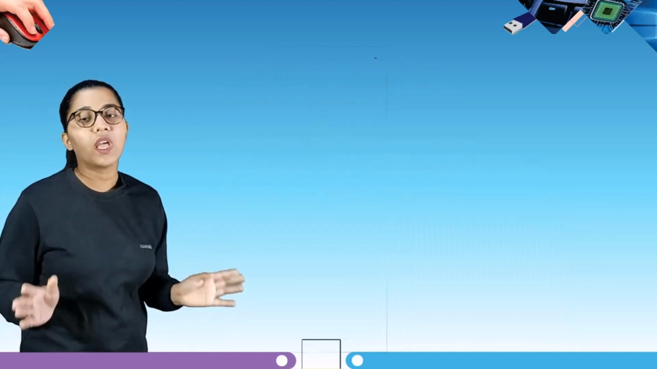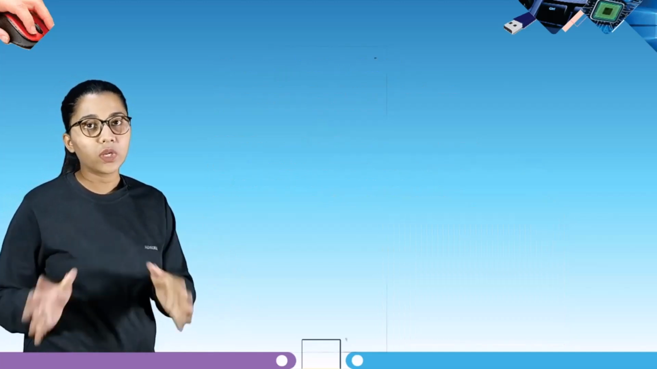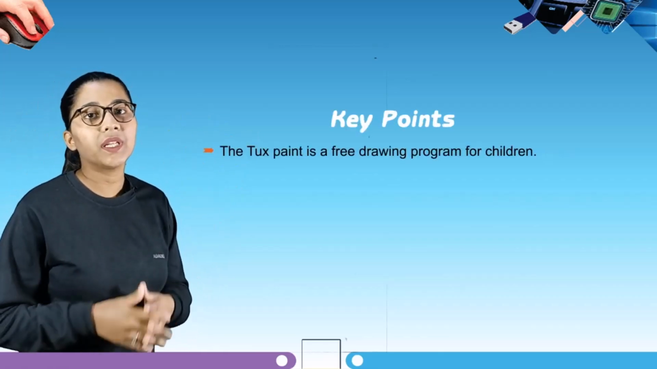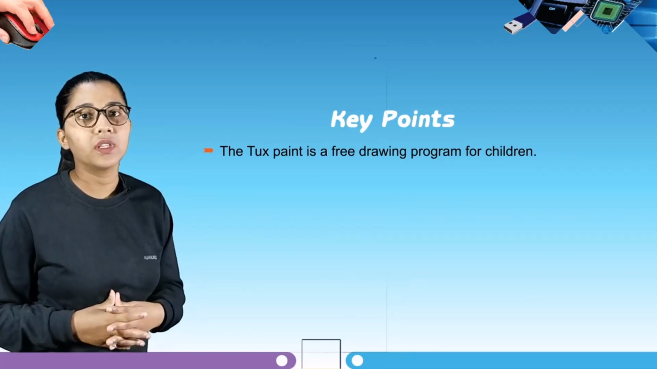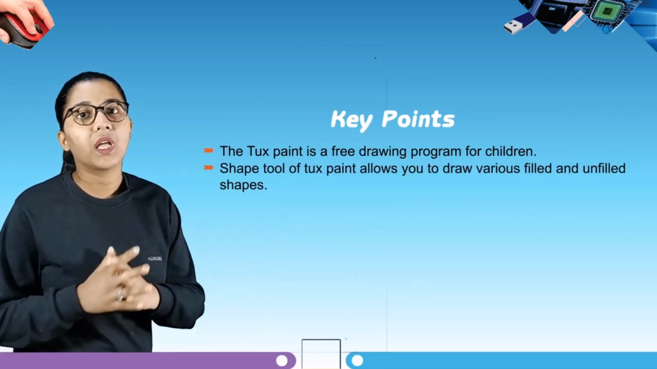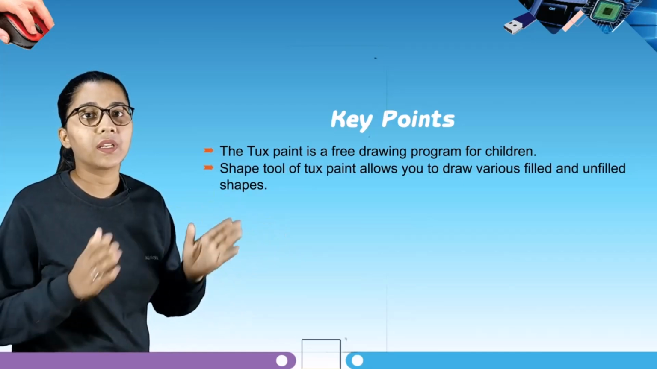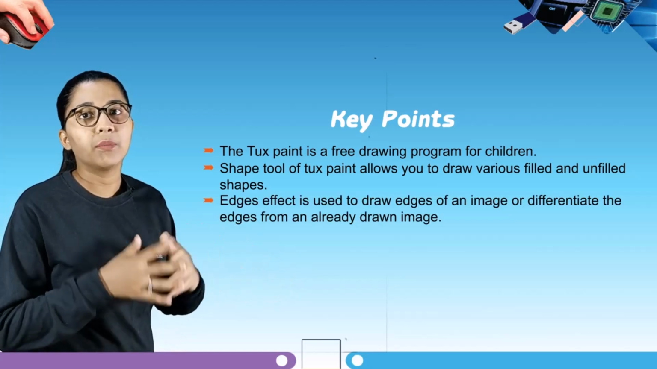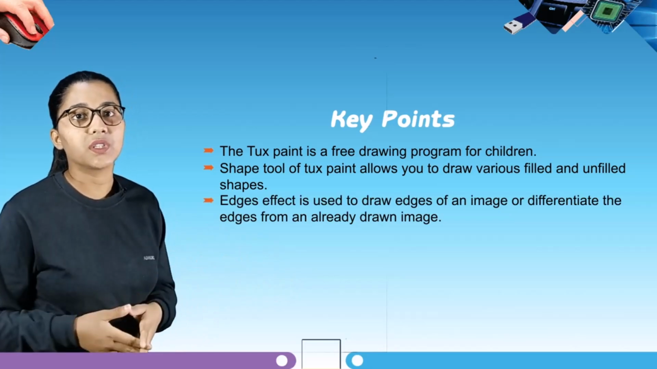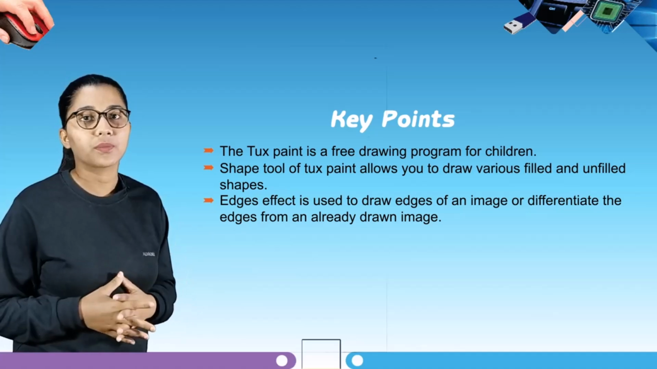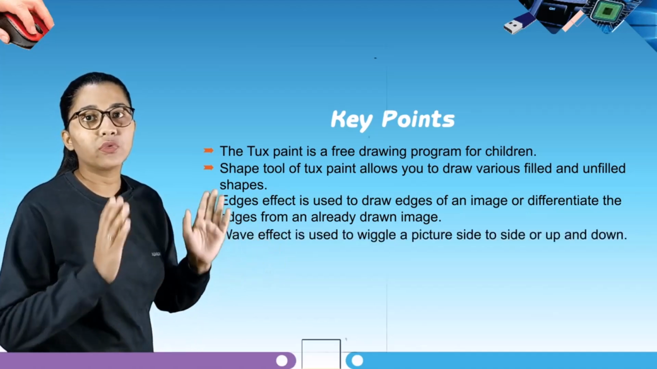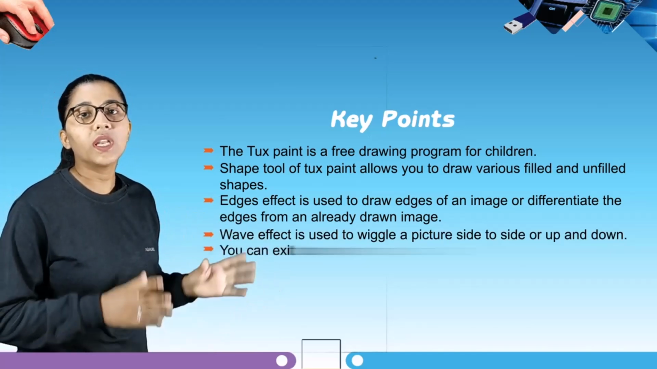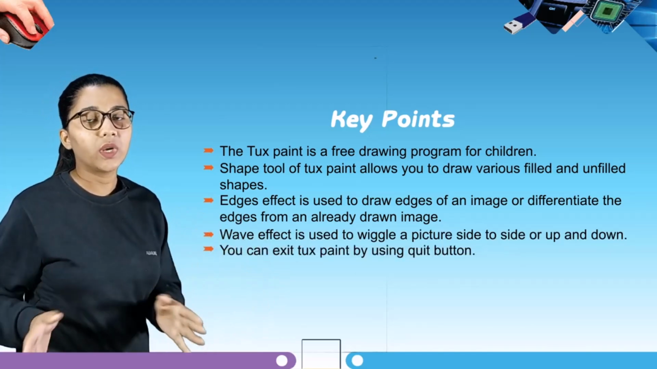Now students, what we have learned in this chapter, let's have a quick look on some key points. Tux Paint is a free drawing program for children. Shape tool of Tux Paint allows you to draw various filled and unfilled shapes. Edge effect is used to draw edges of an image or differentiate the edges from an already drawn image. Wave effect is used to wiggle a picture side to side or up and down. You can exit the page by using quit button.